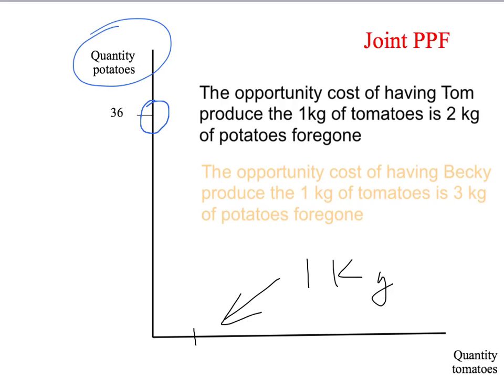What they want to do is have the person with the lower opportunity cost of tomatoes start producing the tomatoes first, and that's Tom. So they're going to have Tom produce the 1 kilogram of tomatoes. That will mean they have to give up 2 kilograms of potatoes. Then if they want another kilogram of tomatoes, they still want Tom to do it. He's got the lower opportunity cost. So they can end up with 2 kilograms of tomatoes and 32 kilograms of potatoes, and so on.